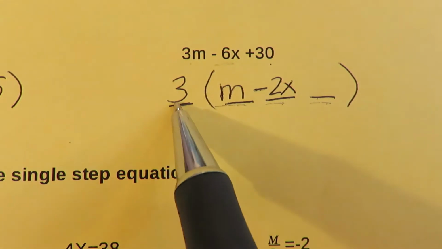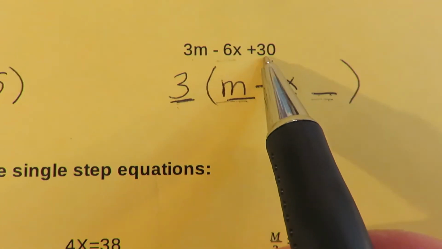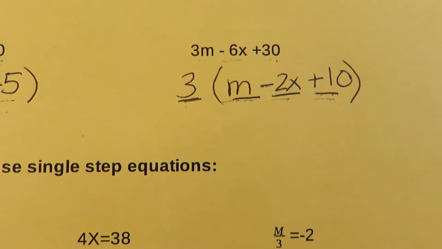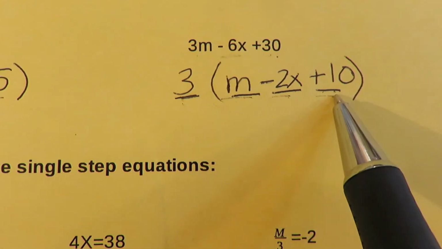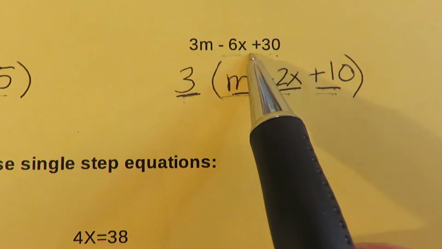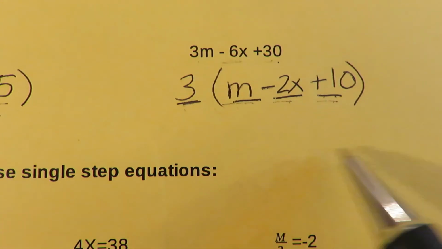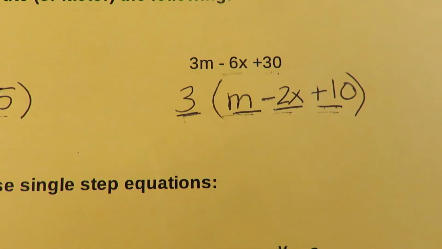And for the last one, 3 times what is going to give me 30? Well, 3 times positive 10 will give me 30. And I've got 3 terms in my bracket, 3 terms in my distributed expression, so that is clearly an undistributed expression.